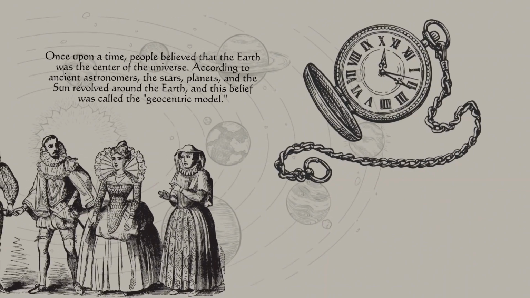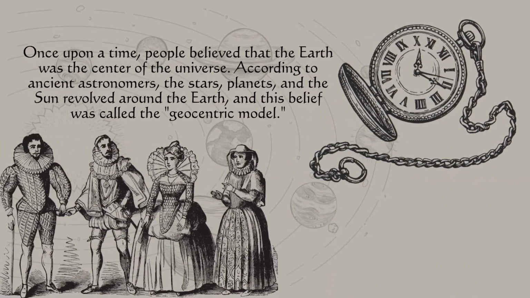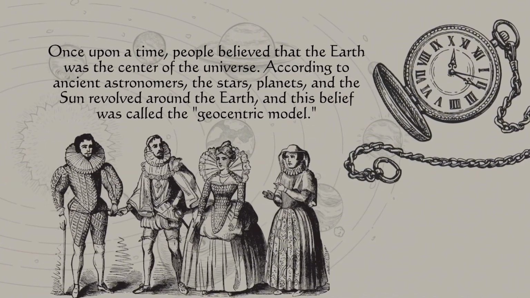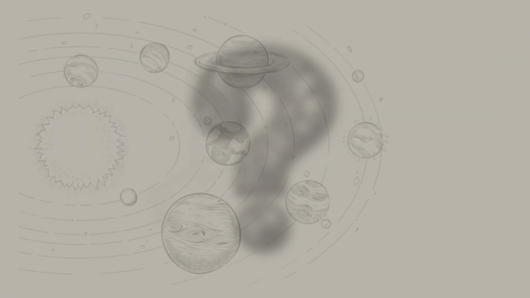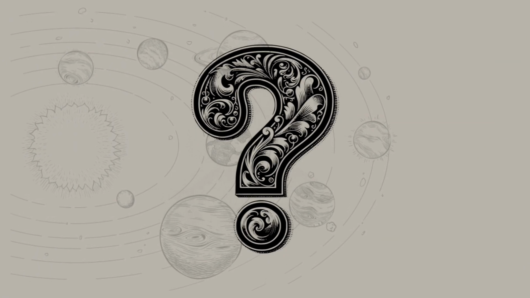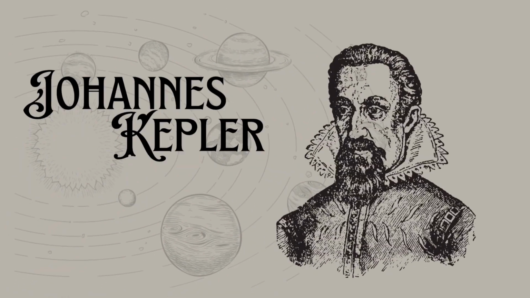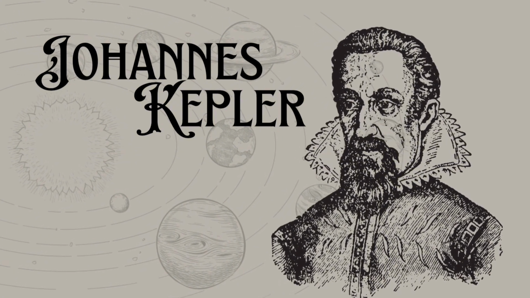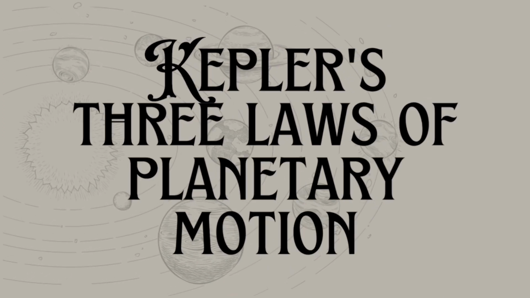Once upon a time, people believed that the Earth was the center of the universe. According to ancient astronomers, the stars, planets, and the sun revolved around the Earth, and this belief was called the geocentric model. However, as time passed, some began to question whether this belief was true, which sparked new ideas that eventually led Johannes Kepler to discover laws explaining how planets actually move in the universe. These are known as Kepler's laws of planetary motion.